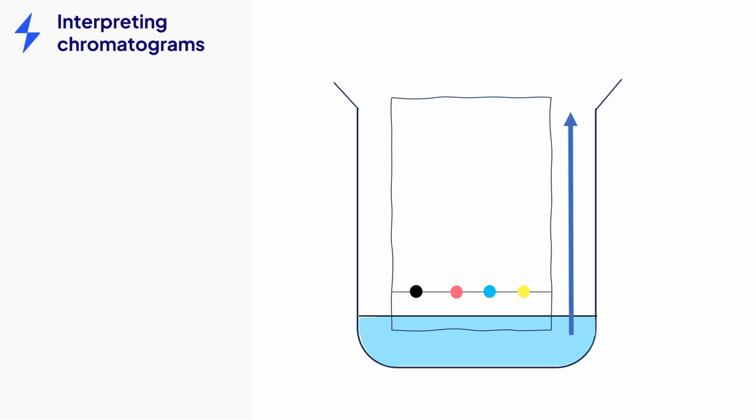The solvent rises up the paper and moves over the inks, which will dissolve in the solvent and be carried up the paper. Their solubility determines how far they will travel. The more soluble the substance, the higher up the paper it will go. So the most soluble ones end up at the top, and the least soluble ones at the bottom.